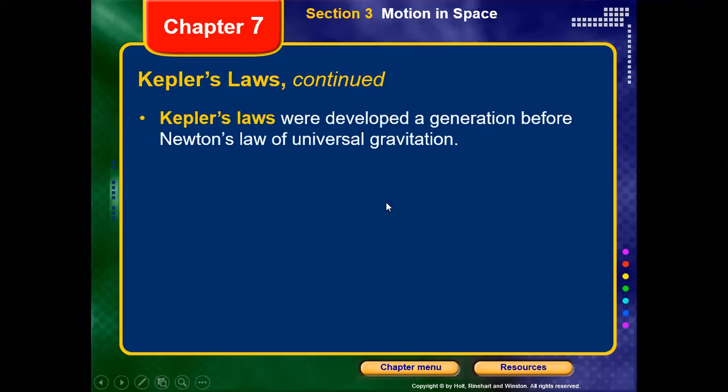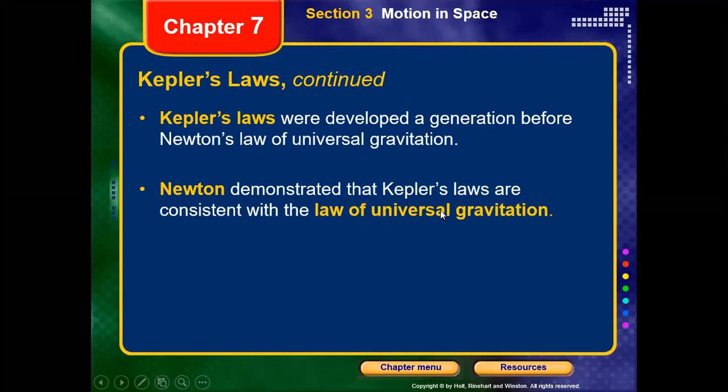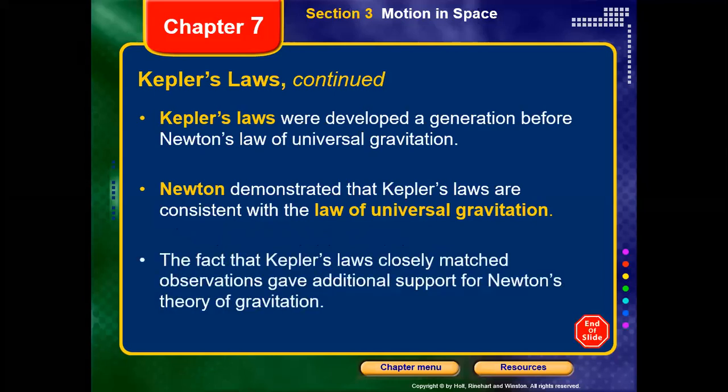Kepler lived a very long time before Newton, so Newton concluded his universal gravitational law from Kepler's laws. Newton demonstrated that Kepler's laws are consistent with the law of universal gravitation. The fact that Kepler's laws closely matched observations gave additional support to Newton's theory of gravitation. Kepler's theory depended totally or mostly on observations, and this supported Newton's theory because he concluded his theory by using Kepler's laws.